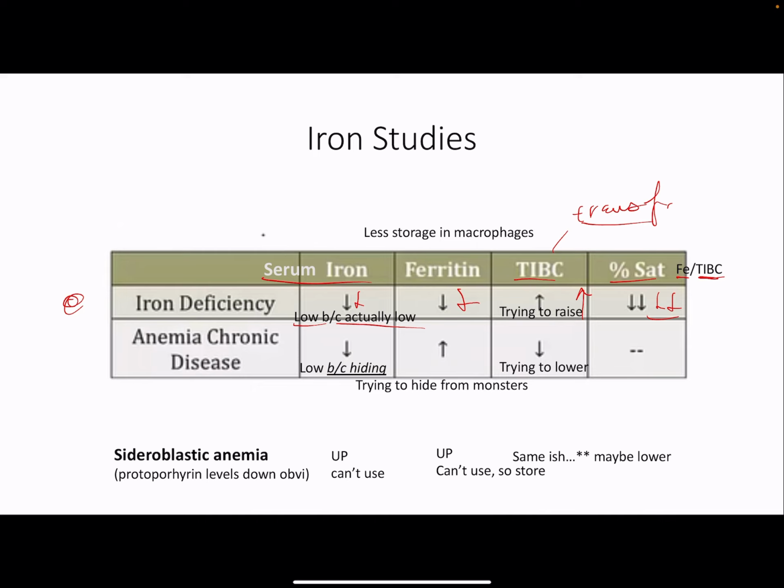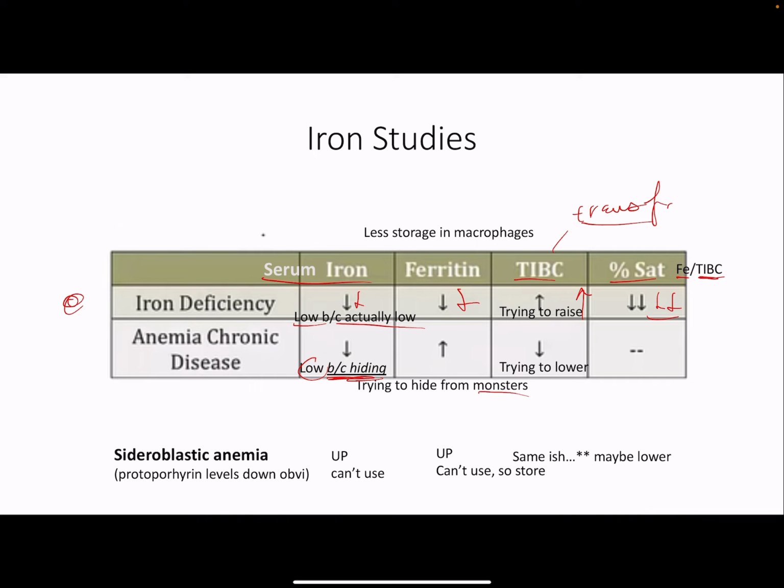Anemia of chronic disease. So this is low iron levels, but remember, it's not actually low. The serum level is low. That's because we're hiding it from the monsters, the bacteria, whatever pathogen. And again, it might not actually be a pathogen. It might be that you have an autoimmune disease and you're in a chronic inflammatory state. And so the hepcidin is, quote unquote, like your body thinks that it's under attack. And so it's nevertheless hiding it.